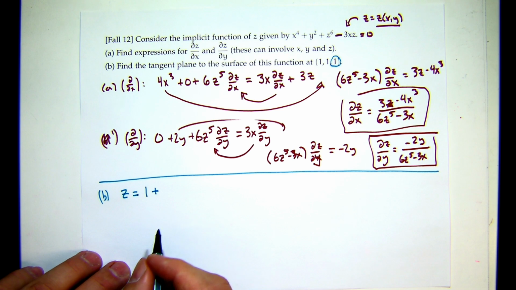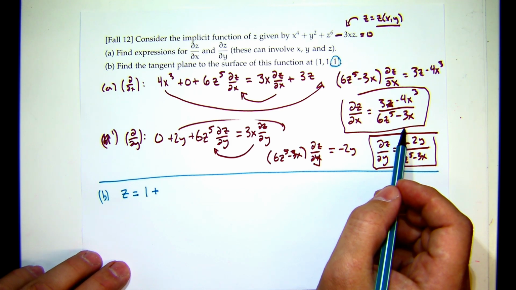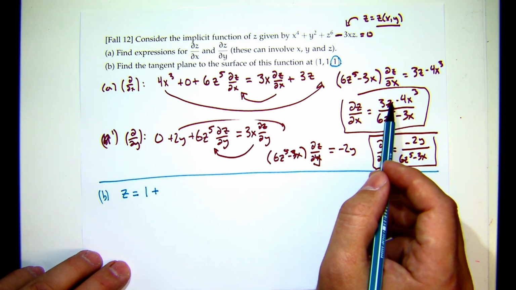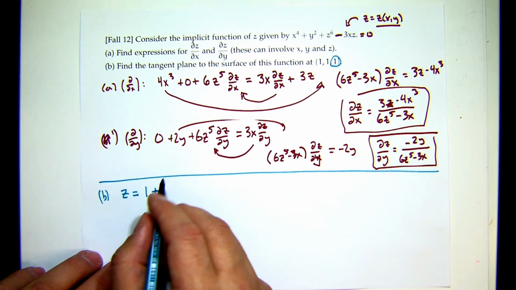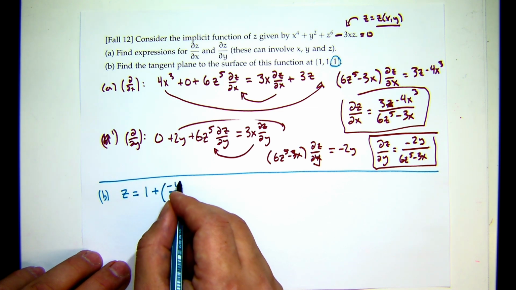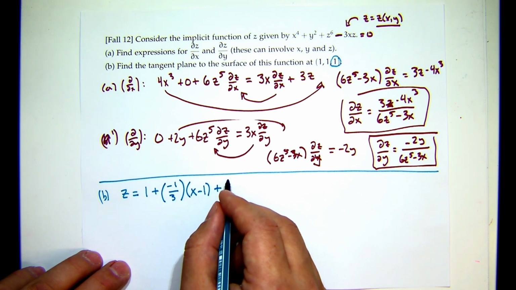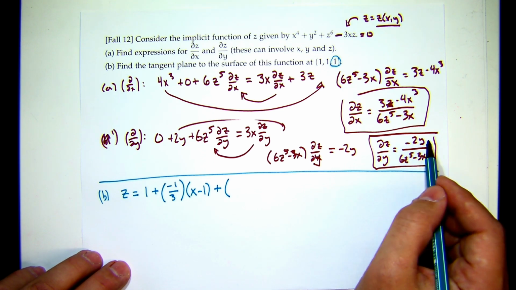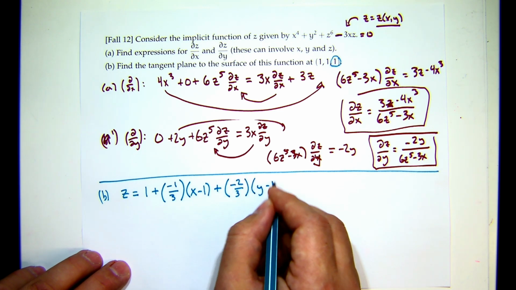Plus the derivative of z with respect to x at that point. Now, it's not a function. What do I need to do with this? I evaluate. So I plug in 1. I get 3 minus 4 over 6 minus 3. So 3 minus 4 is negative 1. 6 minus 3 is 3. The nice thing is 1, 1, 1 is a very easy point. Times x minus 1, plus the derivative with respect to y. Well, that's minus 2 over 6 minus 3, negative 2/3, times y minus 1.